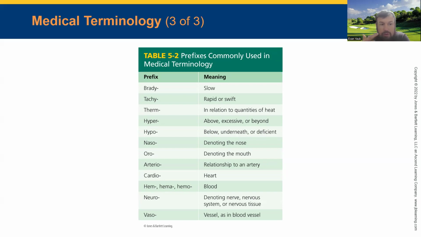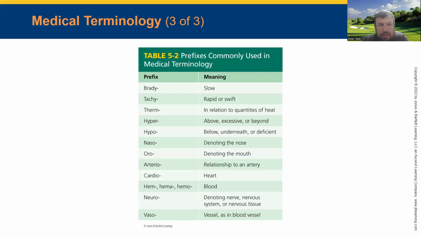Oro is mouth. You can read through it. Cardio is heart. Hema or hemo is blood. Neuro. These are the ones that you need to know. Go ahead and make a screenshot on your phone. Look at them once or twice a day.